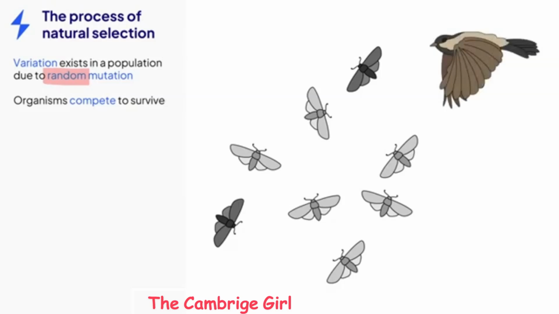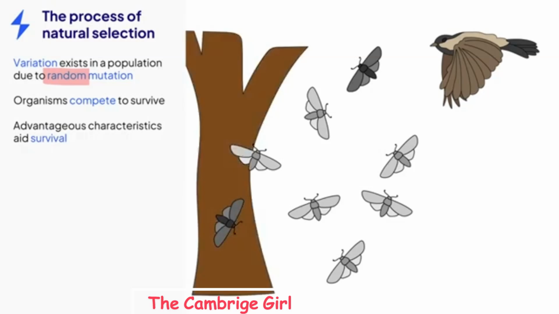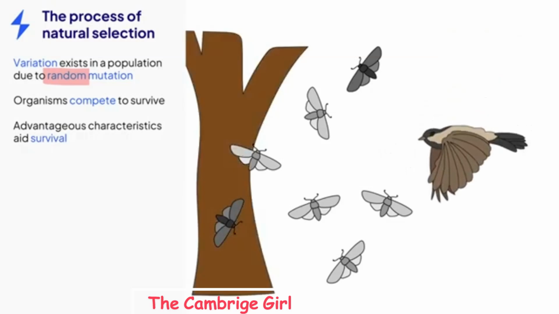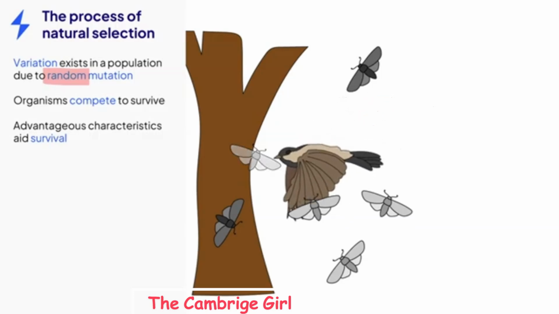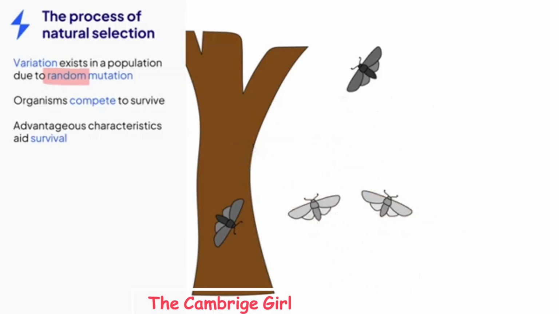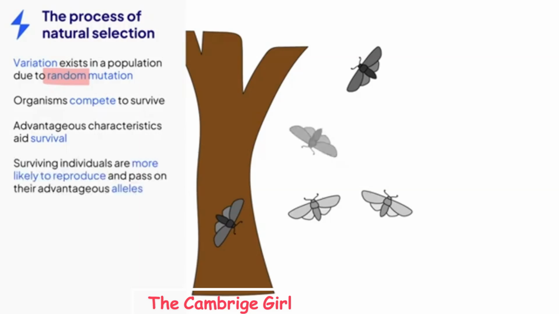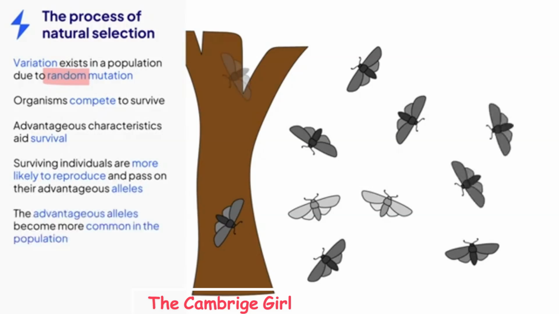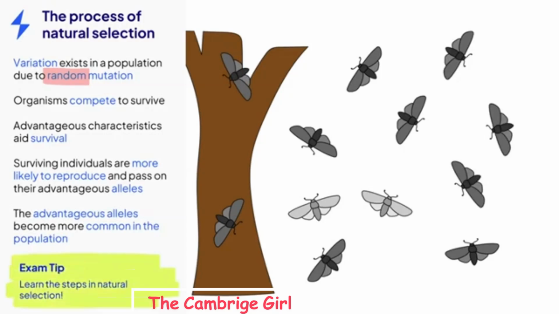Some of the moths have alleles which are advantageous and which aid their survival. For example, here the dark moth is better camouflaged against tree bark, so is less likely to be eaten by predators. The dark moths are more likely to survive and reproduce, passing on alleles for dark colour. Over many generations, the dark allele becomes more common, and most of the moths in the population are dark in colour. You should learn these steps in the process of natural selection, as this topic often comes up in exam questions.